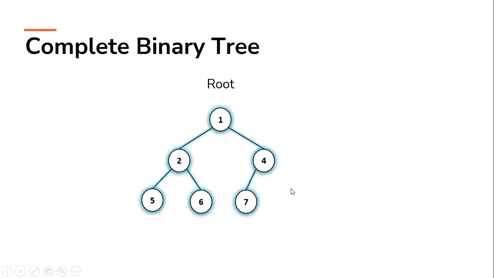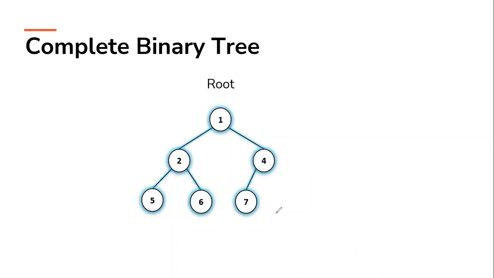This is the example. See here, all the nodes are filled properly, but the last level is not filled completely. That too, filling is missing from left to right. It is filled properly. Rightmost one is missing. The left to right is filled properly. Only the rightmost one is missing. In this case, it is called a complete binary tree.